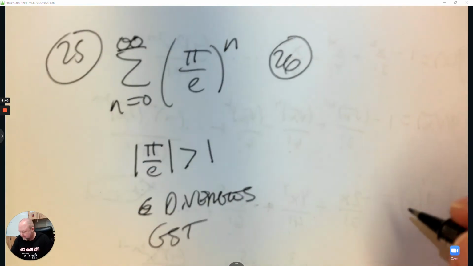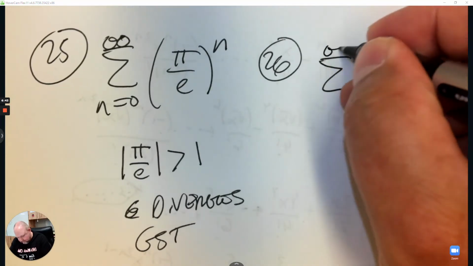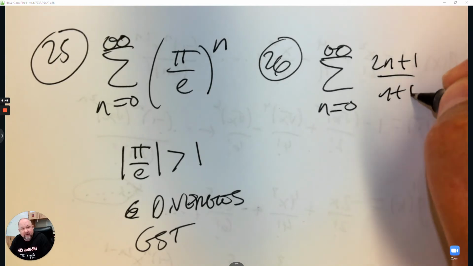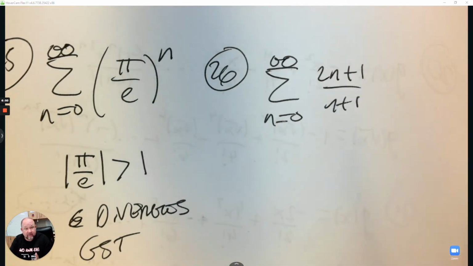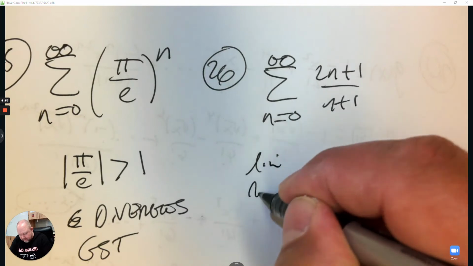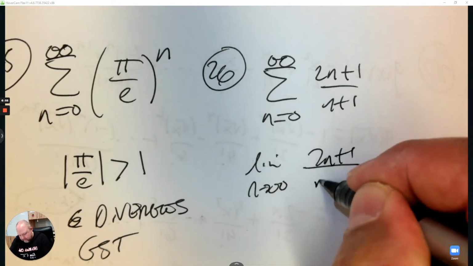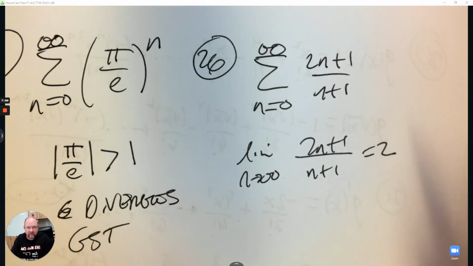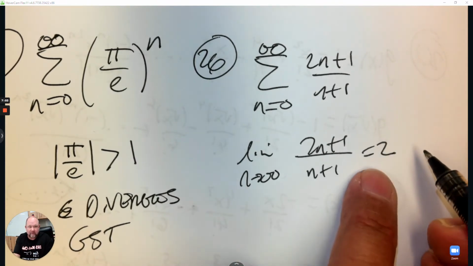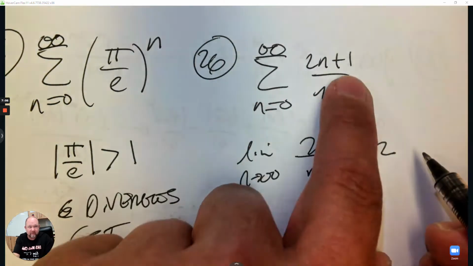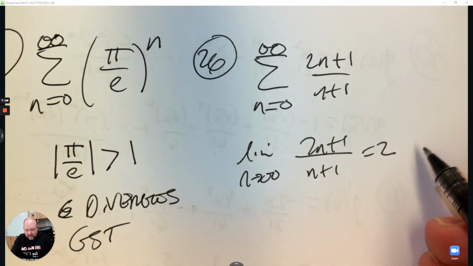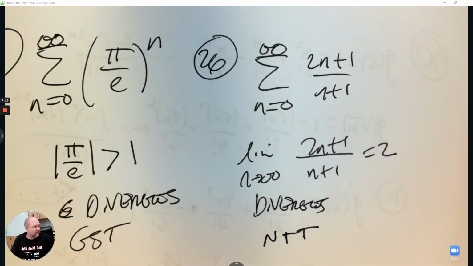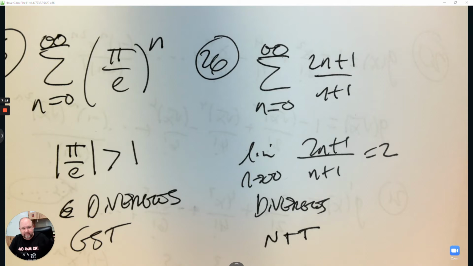26. Be careful. This is a series. If it was a sequence, this would converge. But for a series, if I write this as a limit, power over power, it's 2. For this to converge, this has to converge to 0. If the series converges, this would converge to 0. So this diverges by the nth term test. 27.